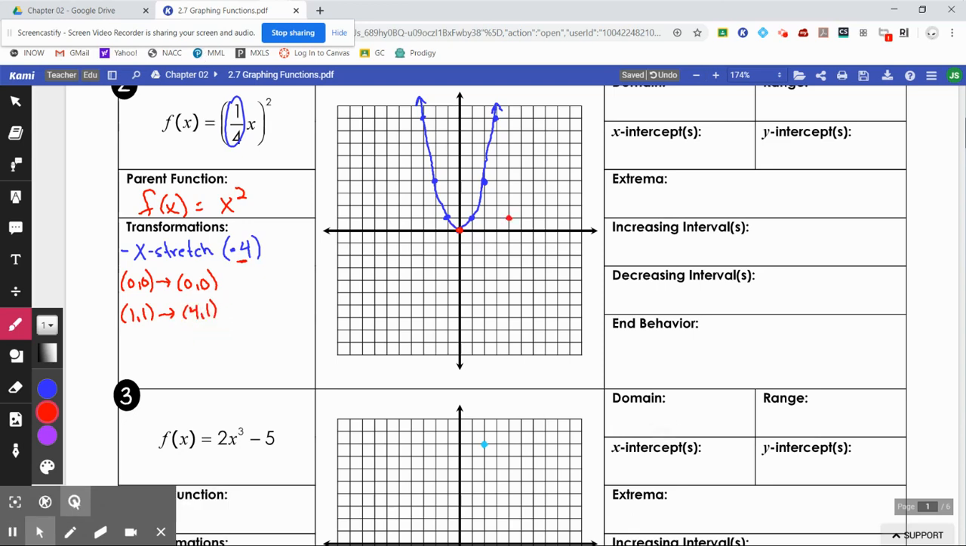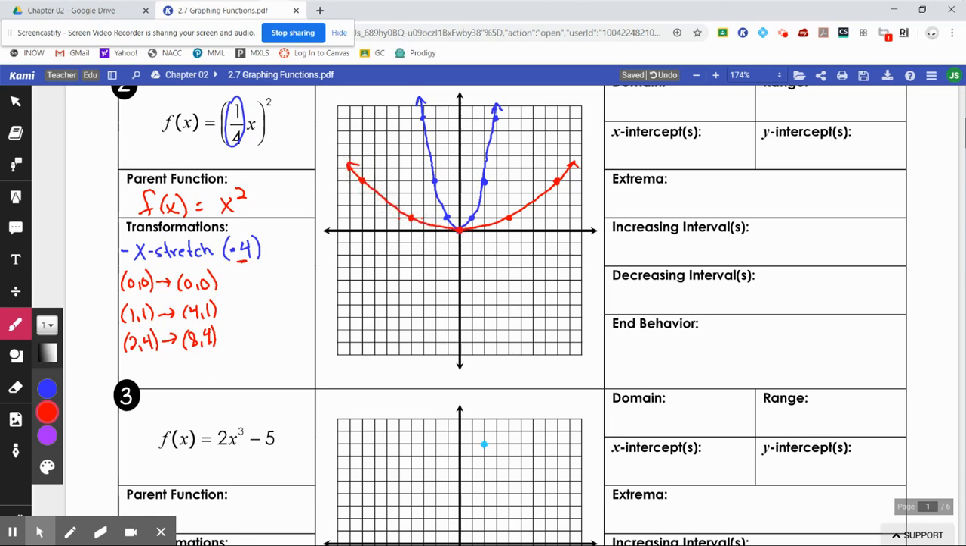And since these are symmetrical, you could actually already know that the point negative 1, 1 would also turn into negative 4, 1. The point 2, 4 would turn into 8, 4, which also tells us, because of the line of symmetry, that negative 8, 4 would also be on the graph. So that would be plenty of points. Here is our new stretched out parabola.